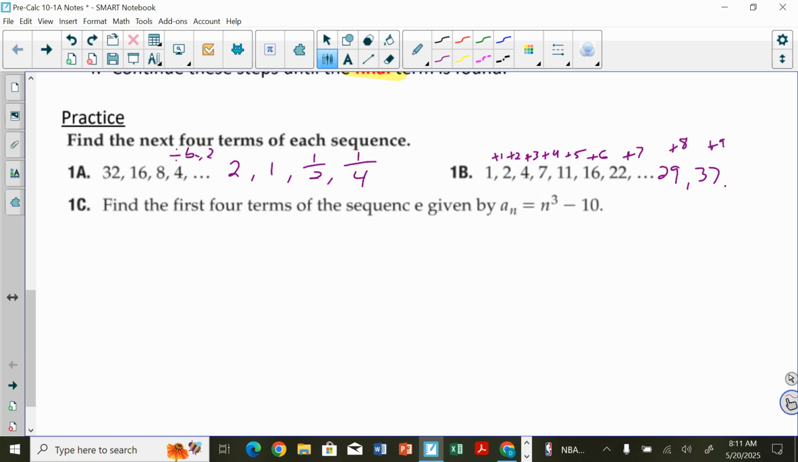Then plus 9 to get 46. And then 56 to be my last term there. Okay. So now we want the next one.